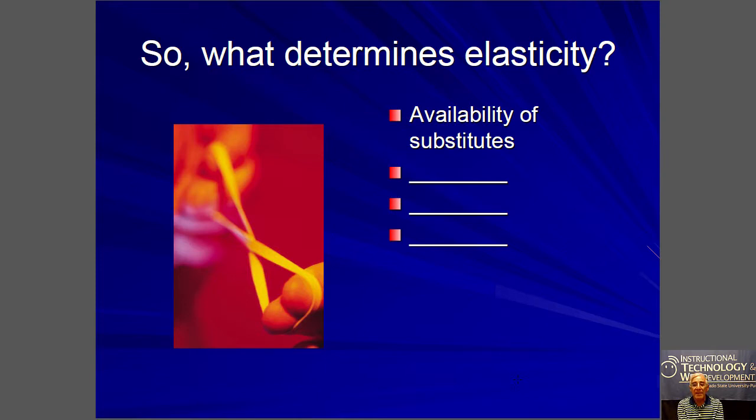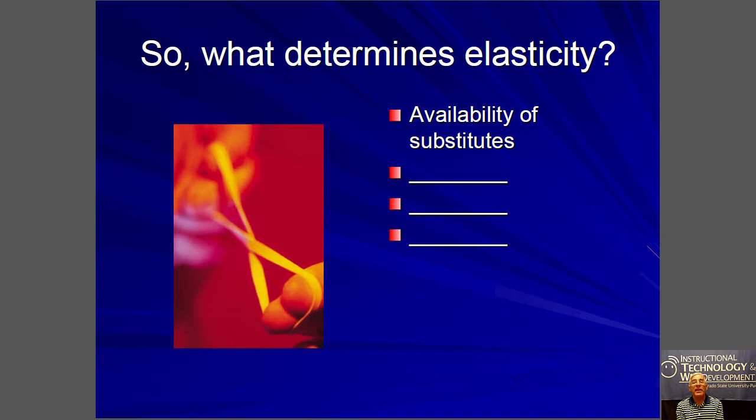So let's talk about the 5 factors that determine elasticity. I'm probably going to talk a little quickly, but in each of the 5 factors, keep asking yourself, would I change my purchase decision if such and such occurred? Would I change my decision to buy the product or service if such and such existed?